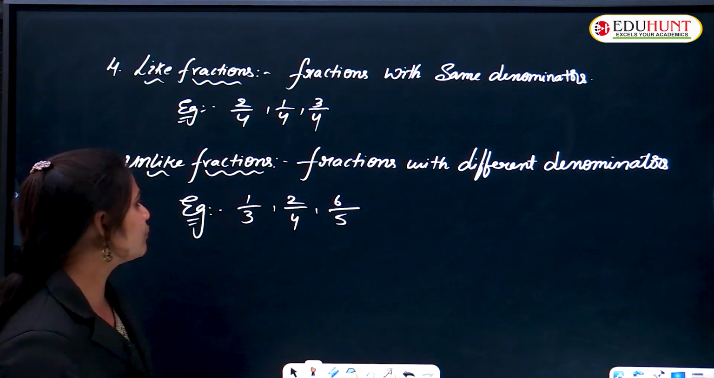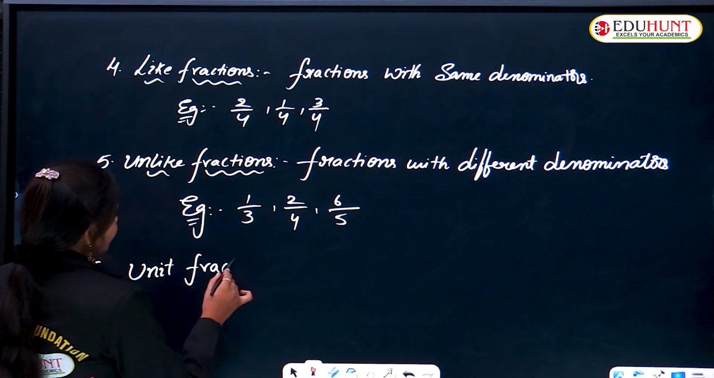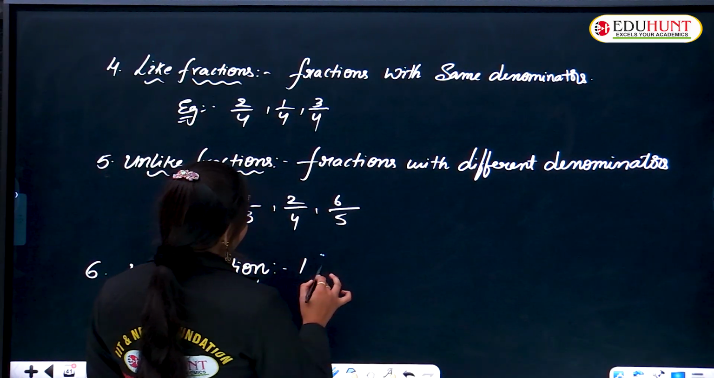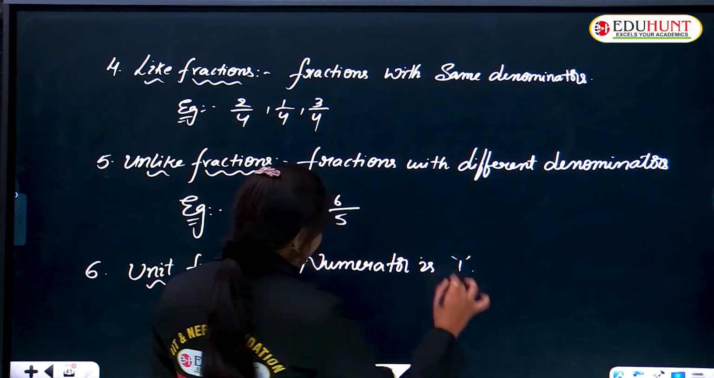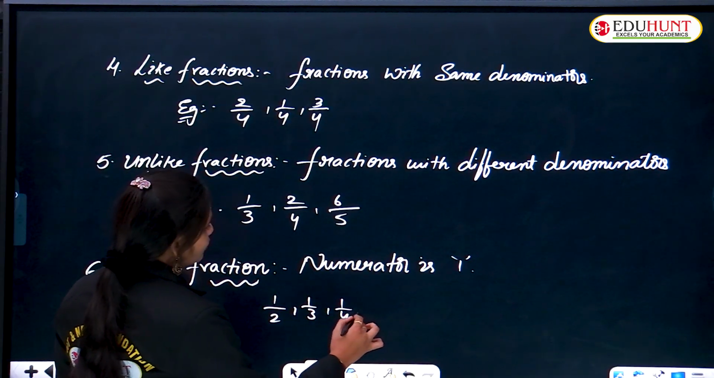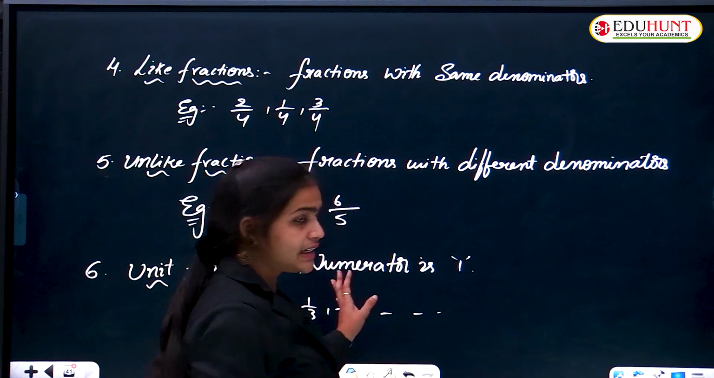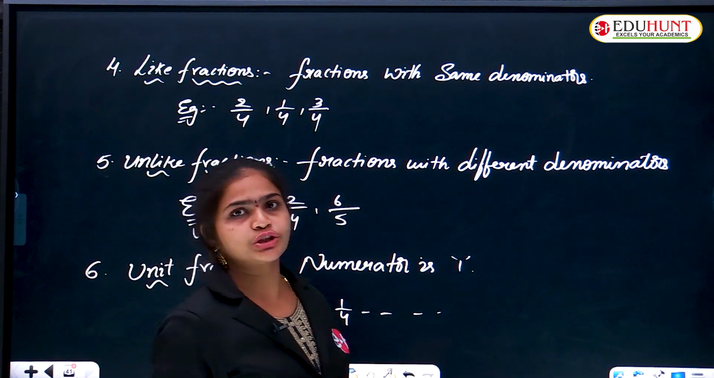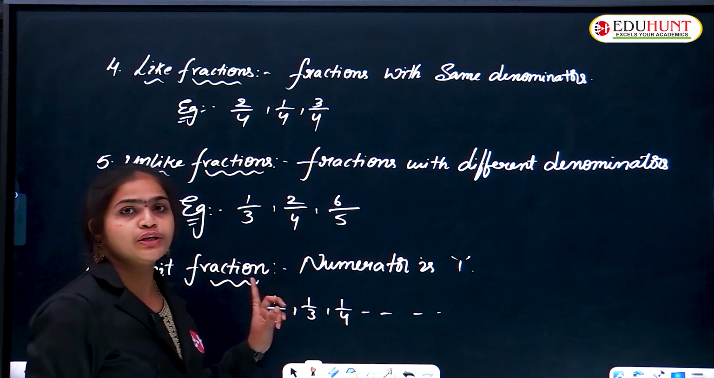And still we have one more fraction, that is the unit fraction. Unit fraction means the numerator is 1. Then we call that fraction a unit fraction. 1 by 2, 1 by 3, 1 by 4, 1 by 5, 1 by 100, 1 by 99, 1 by 200, like that any fraction we can take as a unit fraction, but its numerator is 1. Understood? So this kind of fractions are known as unit fractions.